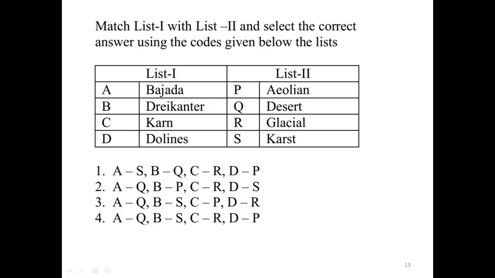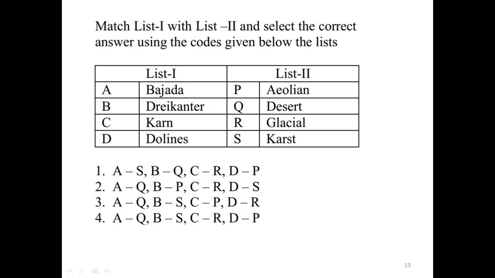What is a dry canter? Just now we saw one question on the desert landforms where we saw ventifact. Now, what is it that we can call a dry canter? So, dry canter is a ventifact with three polished sides. Now, that brings us to Karn and Dolines.